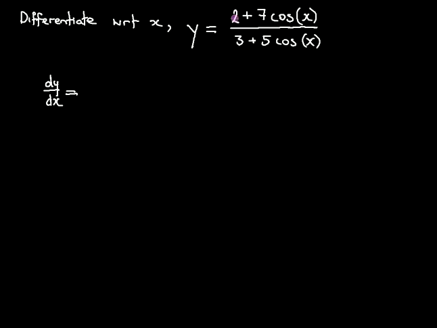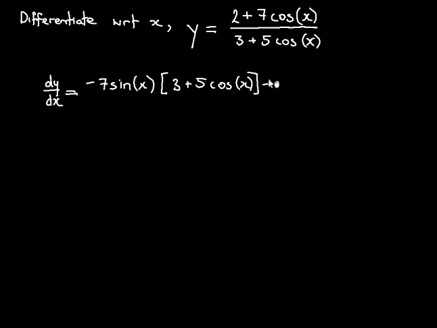How do we do this? Well, the quotient rule says I differentiate the numerator and multiply it by the denominator. Then I subtract the numerator times the derivative of the denominator, all over the denominator squared. What does that mean? So let's differentiate this one first of all. If I differentiate 2 + 7 cos x, 2 is a constant, so it doesn't do anything. I'm left with negative 7 sin x, because cosine goes to negative sine.